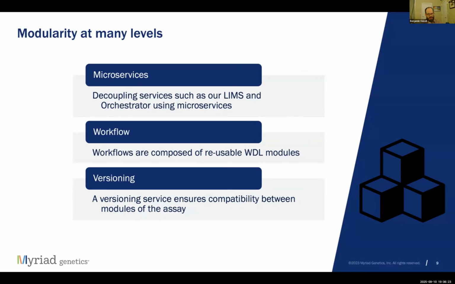So this infrastructure is implemented with modularity at multiple levels. First is microservices. We decoupled services such as our LIMS and orchestrator. While in R&D, this tight coupling made sense, as the LIMS, the orchestrator, and the assay were developed in tandem to support the scientific needs. However, this no longer makes sense in a production assay. We've moved towards a solid contract between systems and placed a service in front of the orchestrator to abstract the inner workings of the orchestrator out of the LIMS.